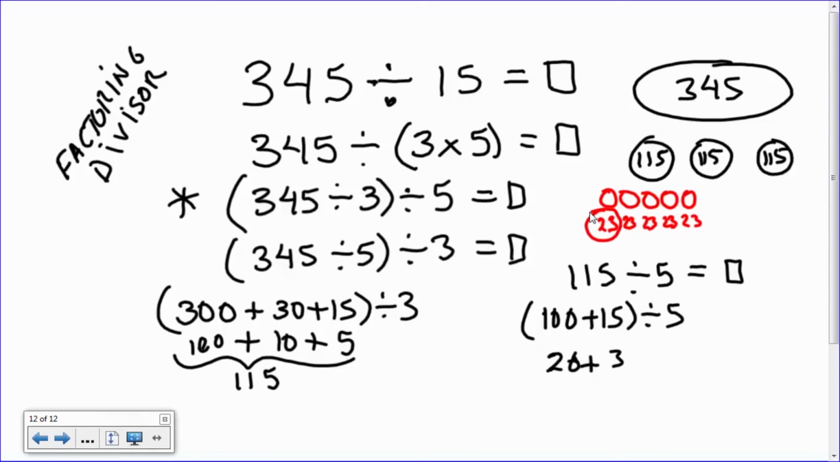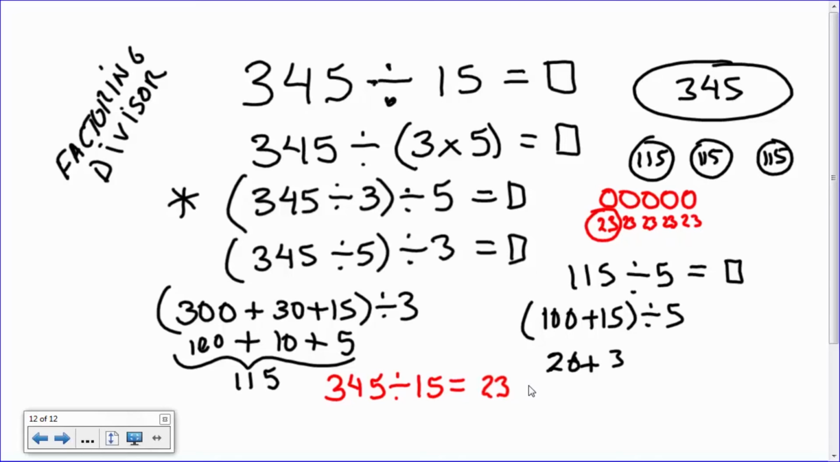So in our problem, when we started out with 345 divided by 15, the answer after separating 15, or factoring 15, into 3 times 5, when I went through the 2 steps, the answer I ended up with was 23. And so that's the quotient to that division problem.